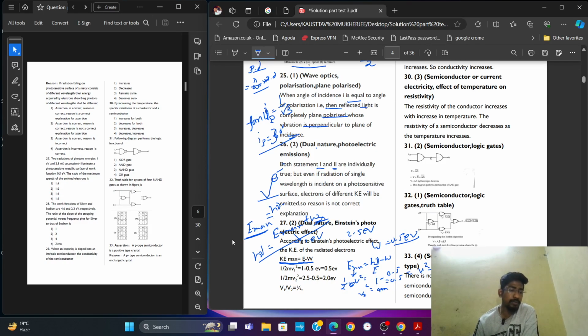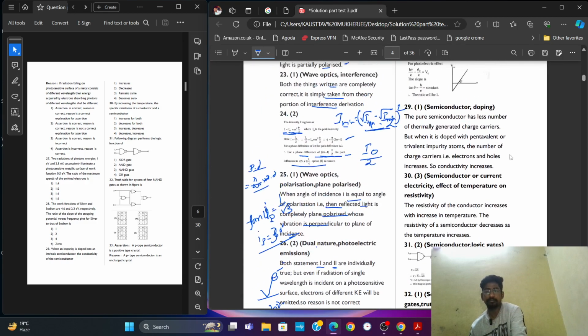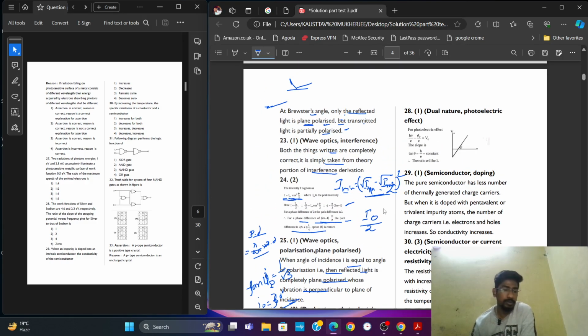Number 2, the work function of silver and sodium. Work function of silver and sodium is W equals 4.6 and 2.3 electron volt respectively. The ratio of the slope of the stopping potential versus frequency plot for silver to that of sodium is, okay. This is the graphical representation, right? This one is the slope.